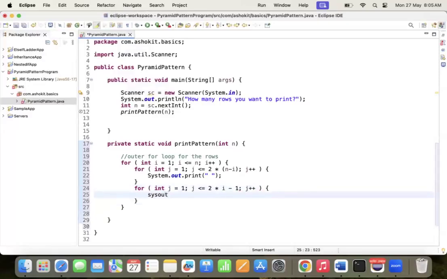Okay. And this is System.out.print, not println, it's print. What to print here? Asterisk. So I like to print asterisk first. And after printing asterisk, we even want to print white space. Folks, am I clear to you? Right? Then we want to print a new line. So System.out.println.